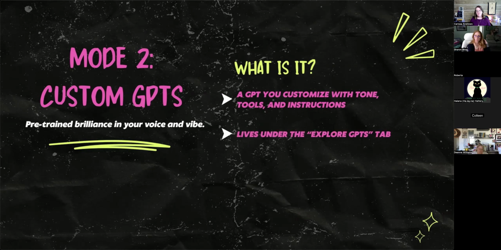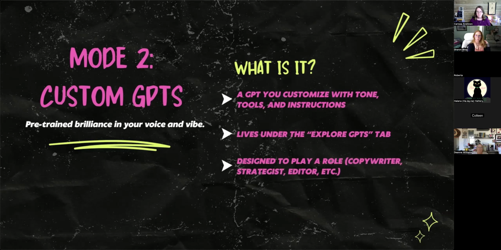This lives under the Explore GPTs tab. So look on the sidebar, you would go to Explore GPTs. Once you're in there, you're going to see a bunch of custom GPTs that have been built. That's the store aspect of it. Most of them are free. At this point, I don't think any of them are paid, but not all of them are accessible to everyone. And from there, you can also click create your own custom GPT.